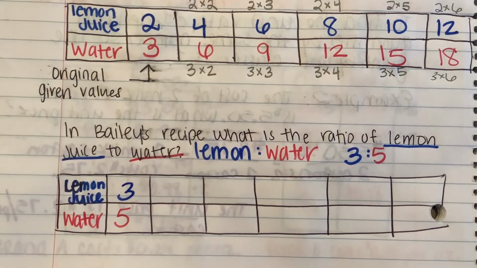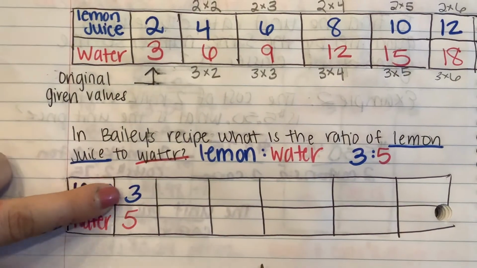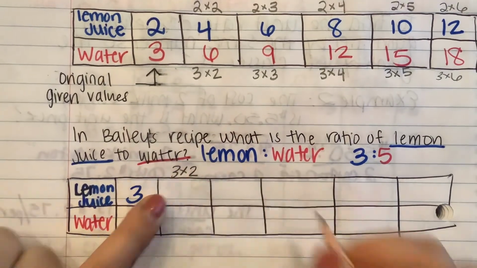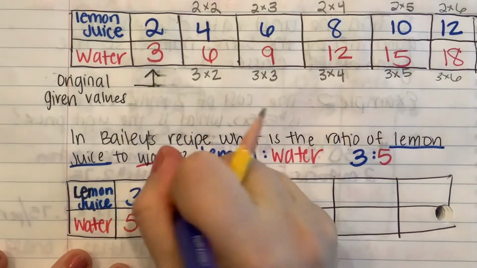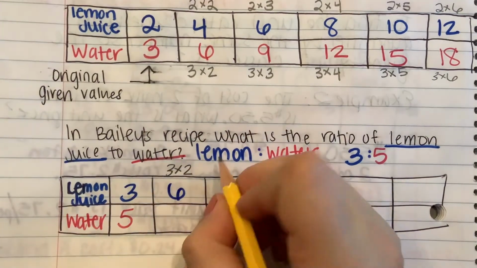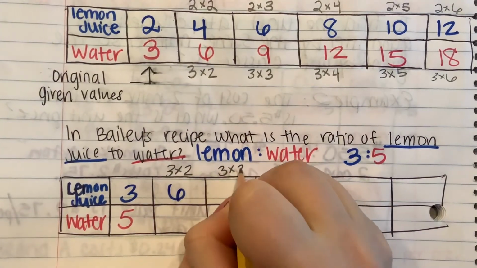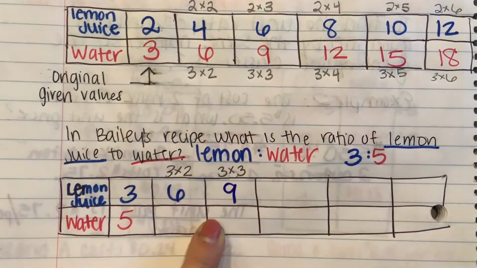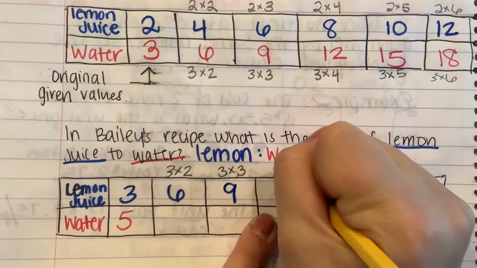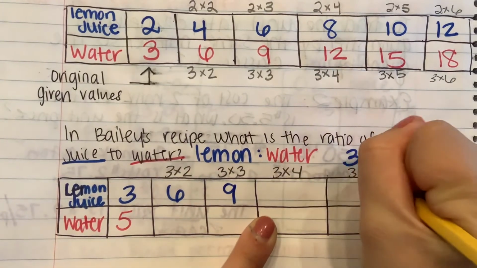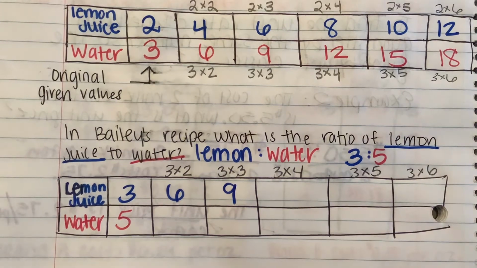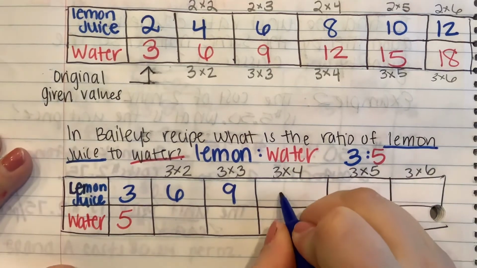Just like I did in my last table, I'm going to take my original value, this time it's 3, and I'm in my second box, so I'm going to multiply by 2. 3 times 2 gives me 6. Then I take my original value 3, and I'm now in my third box. 3 times 3 gives me 9. Repeat that process. See if you can figure these out. Okay, pause the video and see if you could figure those 3 out. Then check your work.